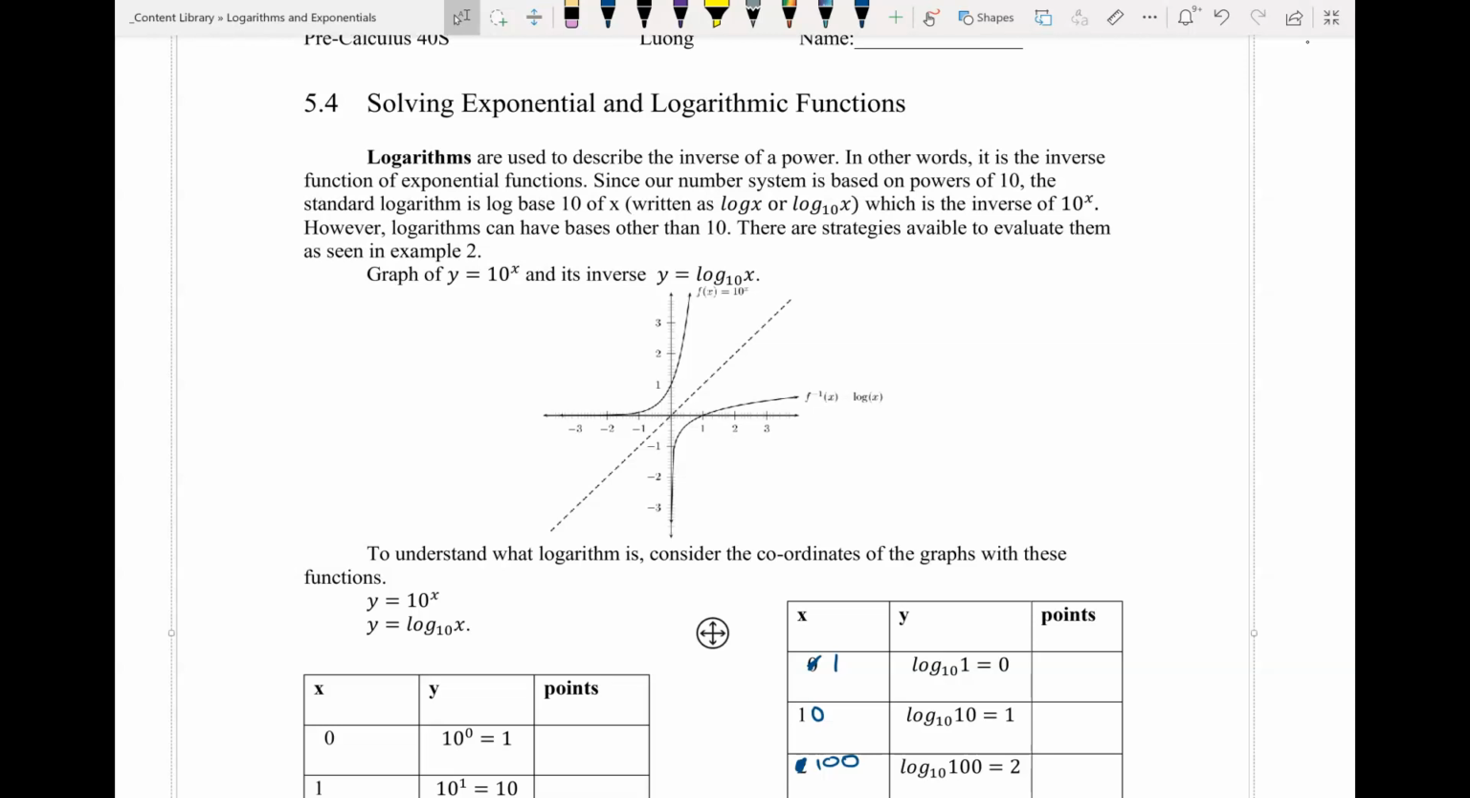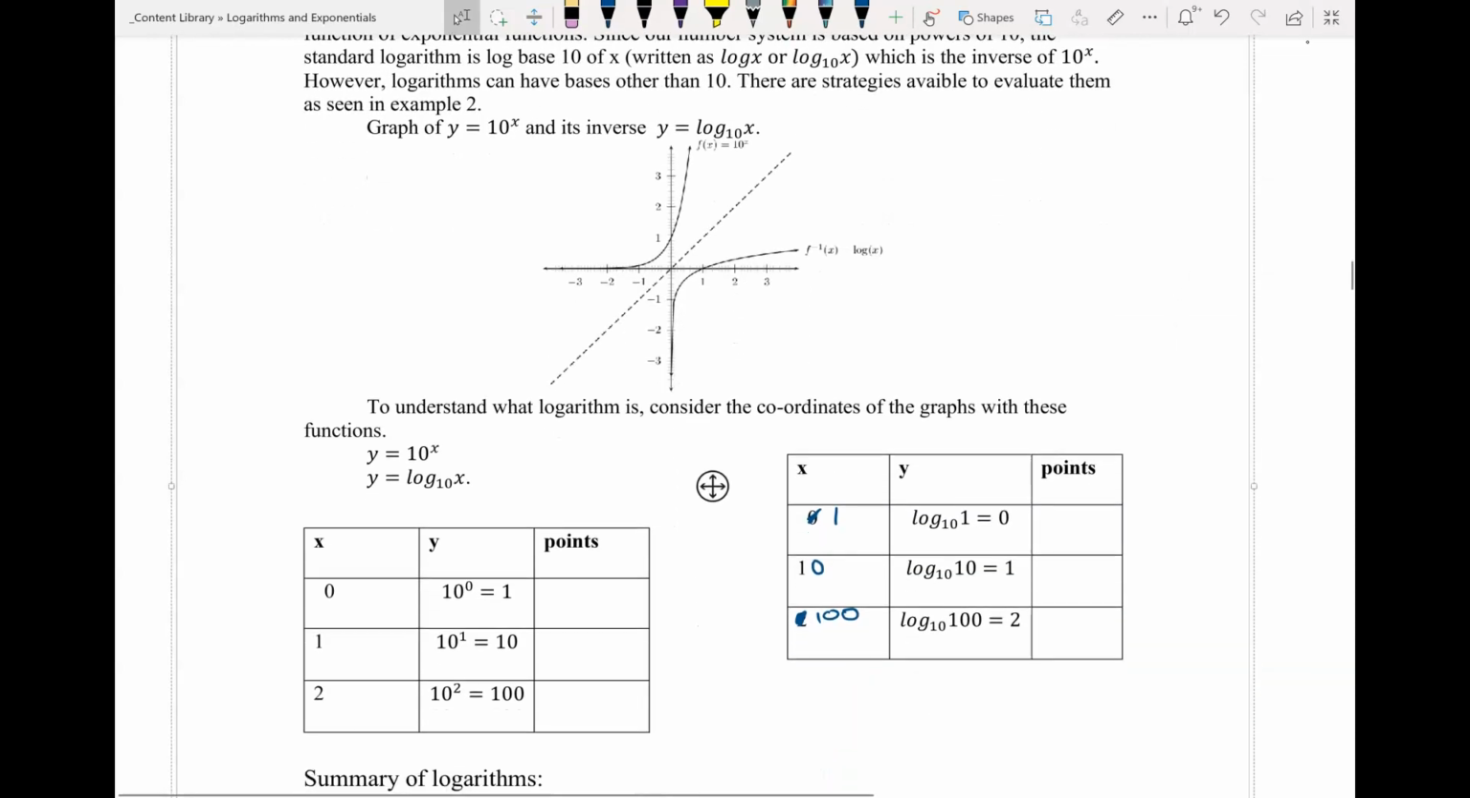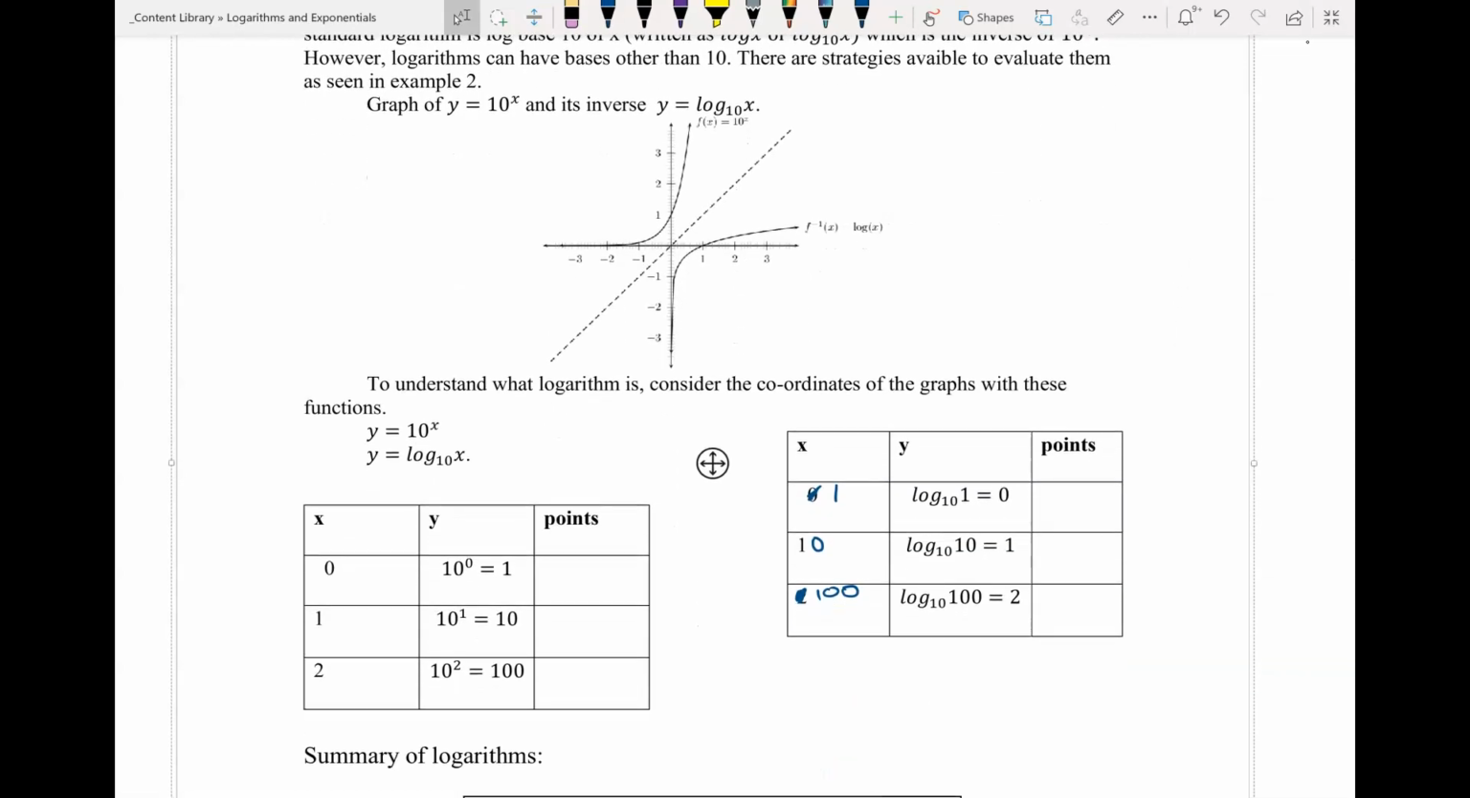Here are some strategies to evaluate them. So here's a graph of y equals 10 to the power of x. I'm just going to redraw this in blue here so you can see that's the exponential graph. And if we want to find the inverse, as we've learned before, we're reflecting over the line y equals x. When we do that, we get this graph here, which is the inverse of 10 to the power of x, or in other words, it's called log x.